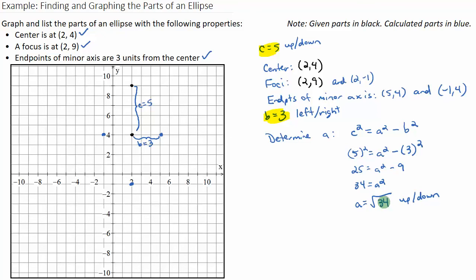So square root of 34 equals 5 point something. Okay, it's bigger than 5, smaller than 6. That's all I really need to know to be able to graph it. So for my center, I'm going to go up 5 point something units. So 1, 2, 3, 4, 5 point something. That's going to be a vertex. And I'll go down 5 point something from my center to get my other vertex. So 1, 2, 3, 4, 5 point something. And those 2 points are my vertices.